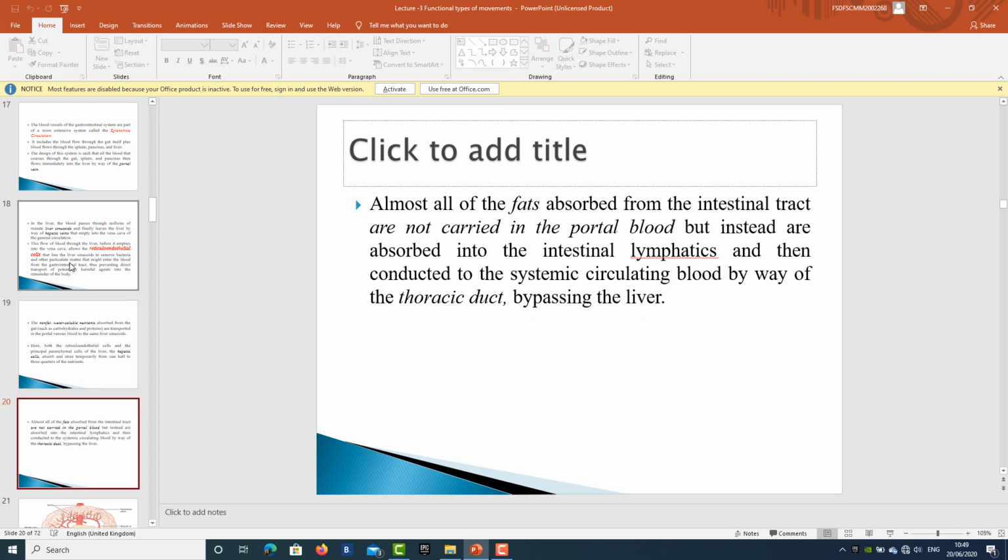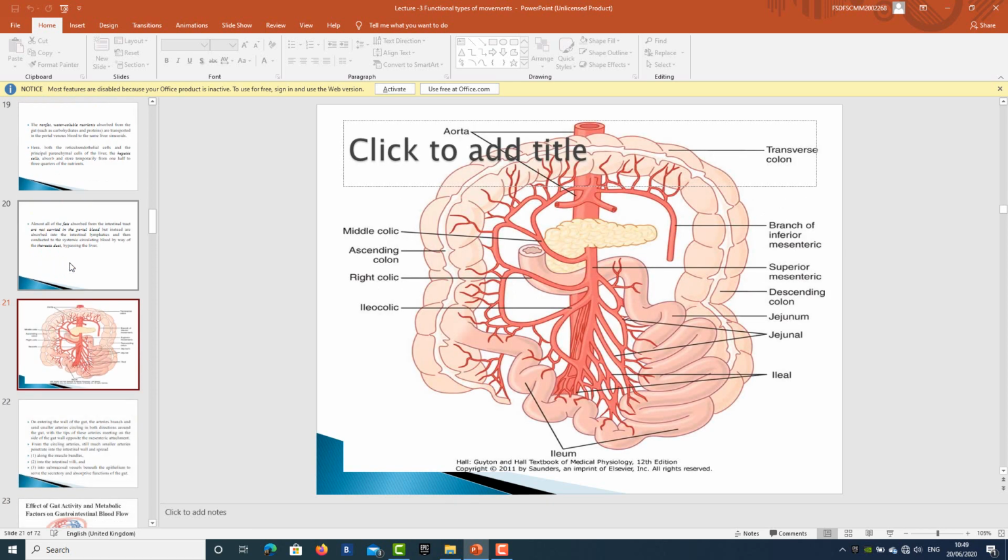Almost all of the fats absorbed from the intestinal tract are not carried in the portal blood but instead are absorbed into the intestinal lymphatics and then conducted to the systemic circulating blood by way of the thoracic duct, bypassing the liver. See how this whole splanchnic circulation takes place.